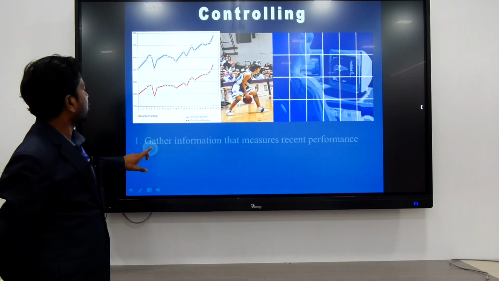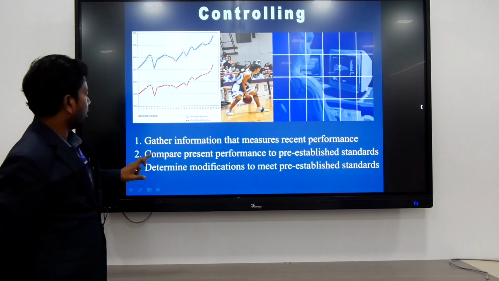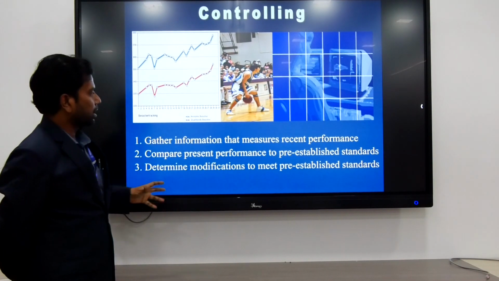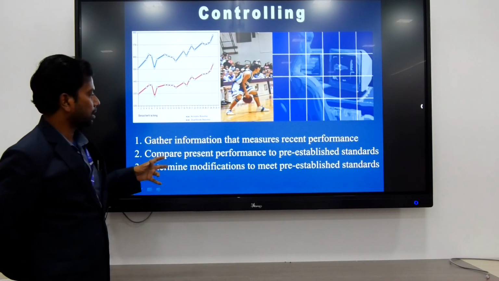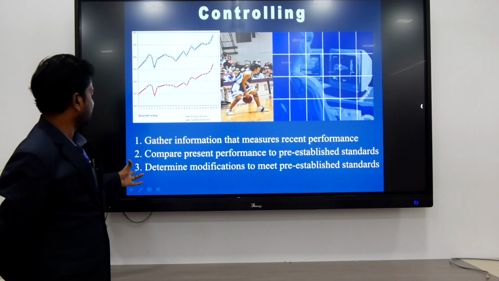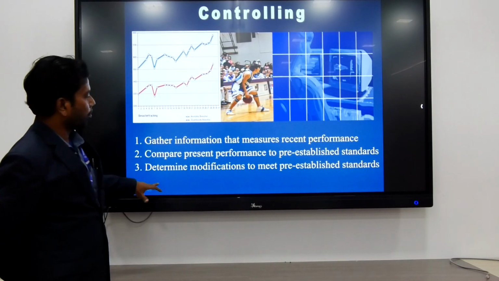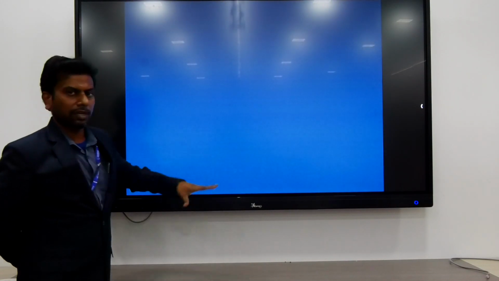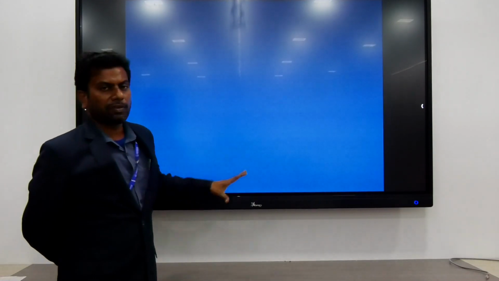Then controlling is the last one. Controlling is gathering information that measures recent performance, then comparing the present performance to the pre-established standards, then determining the modifications needed to meet the pre-established standards. So these are the various management functions we have discussed.